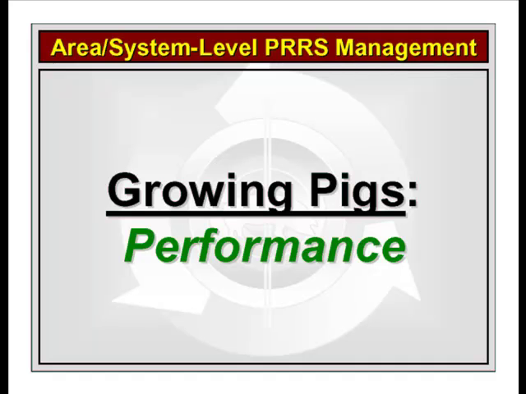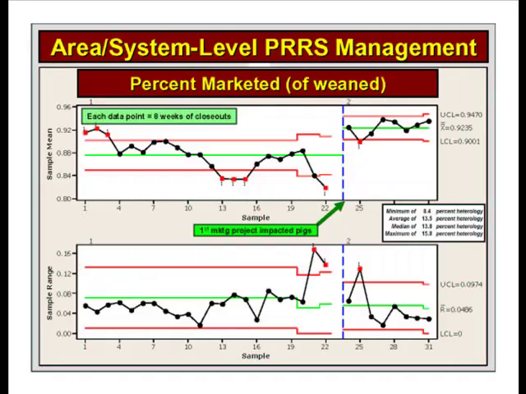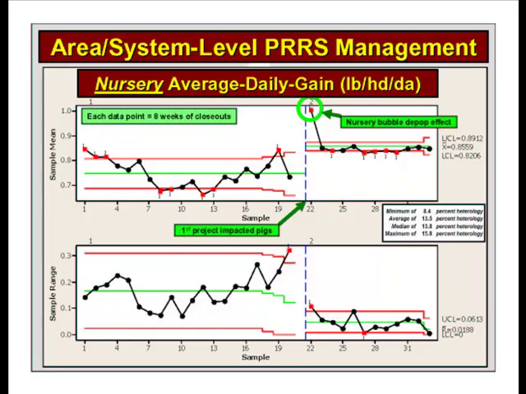Growing pig performance. This is the same system on an X-bar chart. Each one of these data points is 8 weeks of closeouts, and this is percent marketed over time. This is when the impacted pigs started being closed out, and this is the difference in terms of performance with percent marketed. This is nursery average daily gain. And the point I want to emphasize here is that this is applying the entire arsenal. It's not applying any one tool by itself.